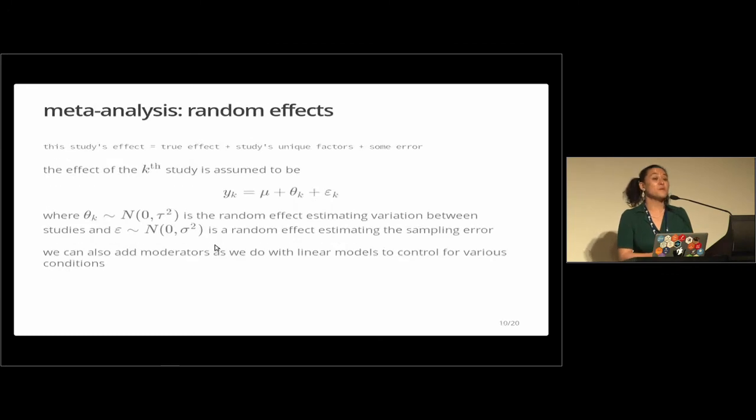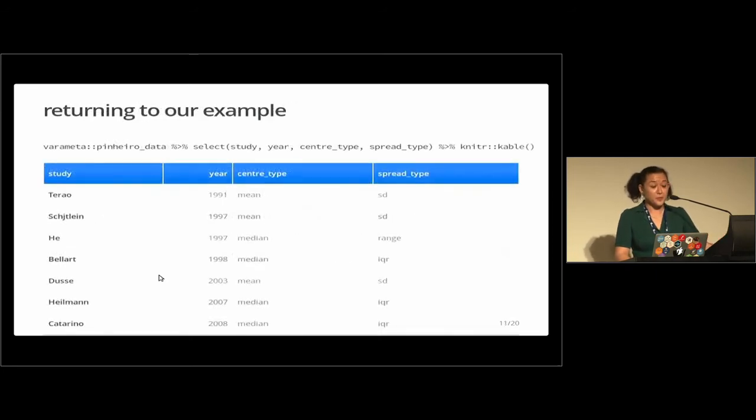So in that case, we may want to build in a random effect to account for the variation between the studies. And so in this case, we assume that there's a true effect, but there are also unique factors contributing to the effect for this particular study, as well, of course, as the sampling error. And we can also add moderators and so forth, just as we do with linear models.